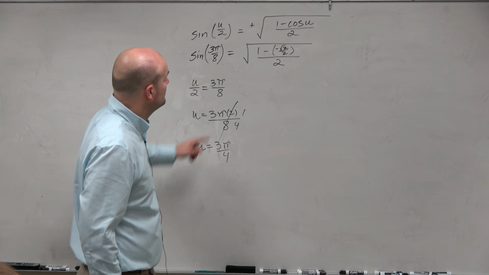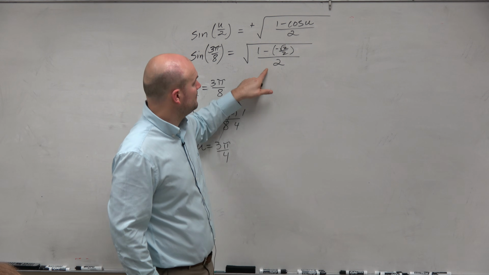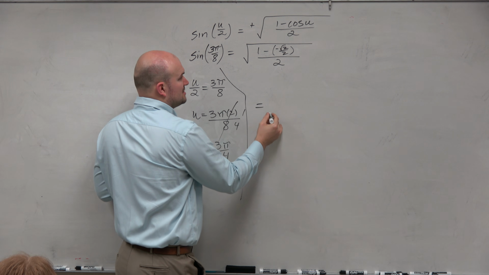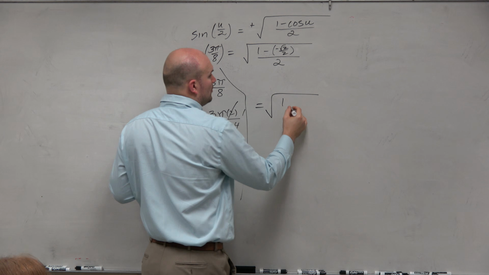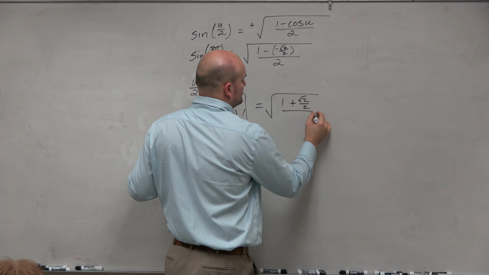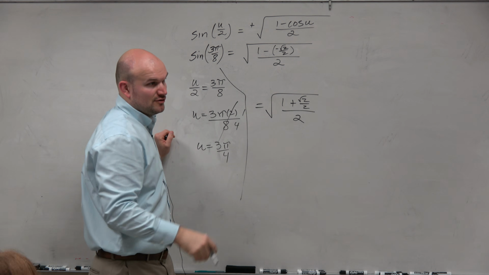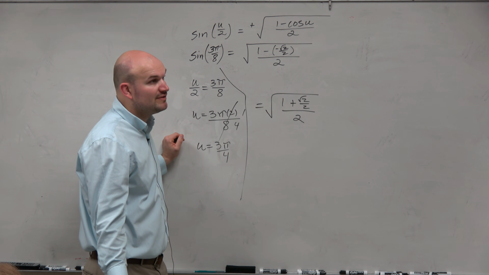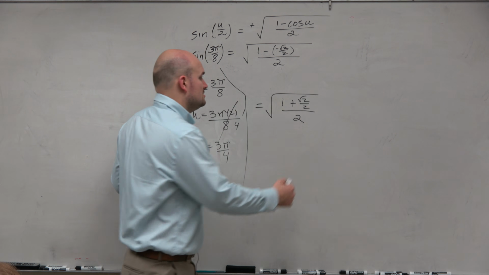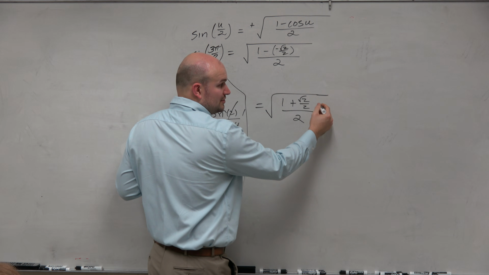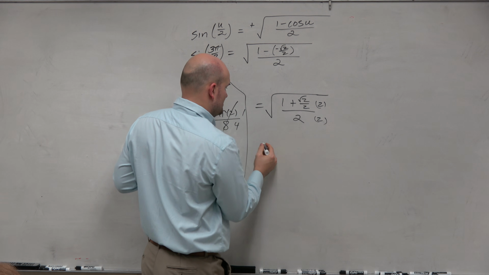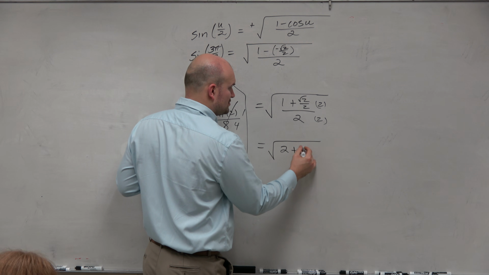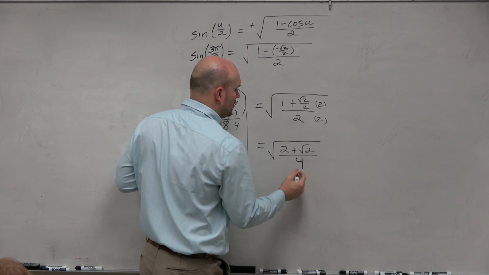Oh, wait, the 1 is part of the formula. OK. So now let's simplify this a little bit more. I have 1 plus square root of 2 over 2, divided by 2. To simplify this, I can multiply by 2 on the top and bottom to get rid of that fraction. So let's multiply by 2 inside the radical. We're not changing any values. When I do that, I get the square root of (2 plus the square root of 2) over 4.